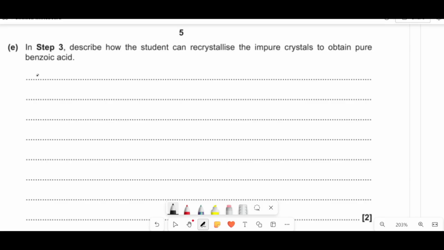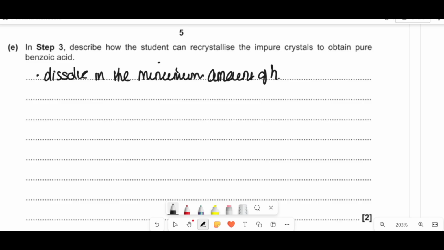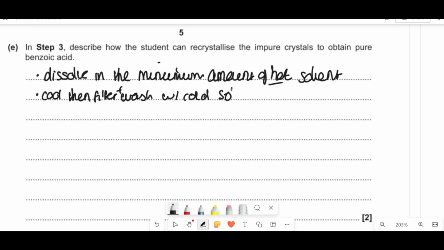So what you need to do is first dissolve all of this stuff in the minimum amount of hot solvent. The idea is that you pick a solvent that your desired product is soluble in when it's hot, but when it cools down, it's no longer soluble, so it comes out and leaves all the other garbage in the solution. Then you cool, then filter, wash with cold solvent, and leave to dry.